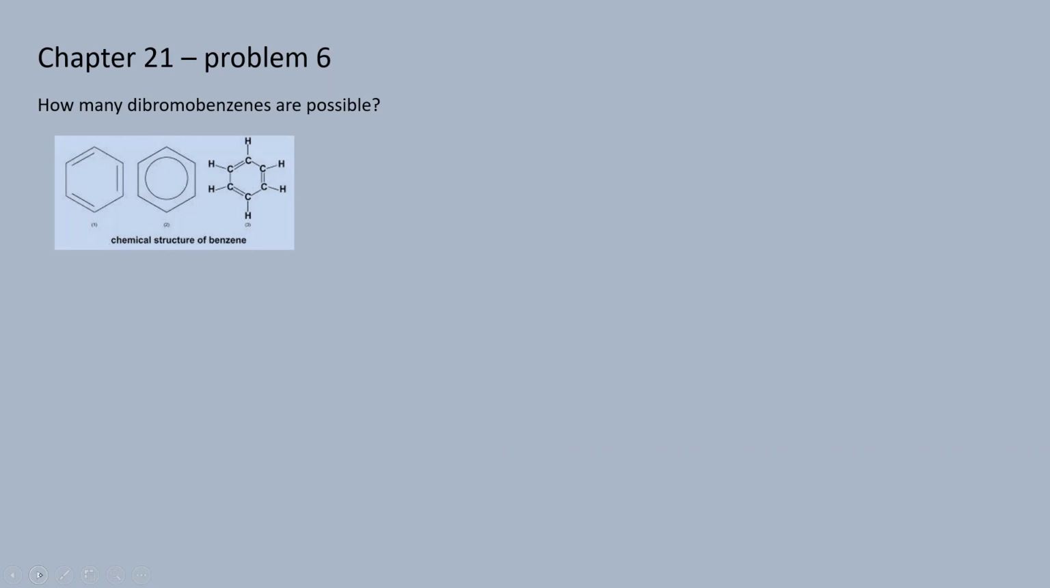Now, there are 3 ways you could draw it. You're most likely going to draw it with one of those left 2 pictures as opposed to the far right picture. But what's nice about the far right picture is it illustrates that benzene has 6 carbons and 6 hydrogens. So its chemical formula is C6H6.